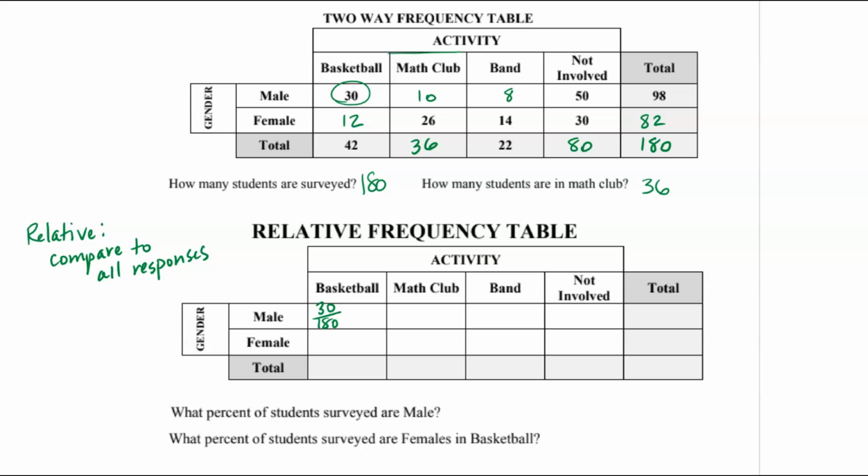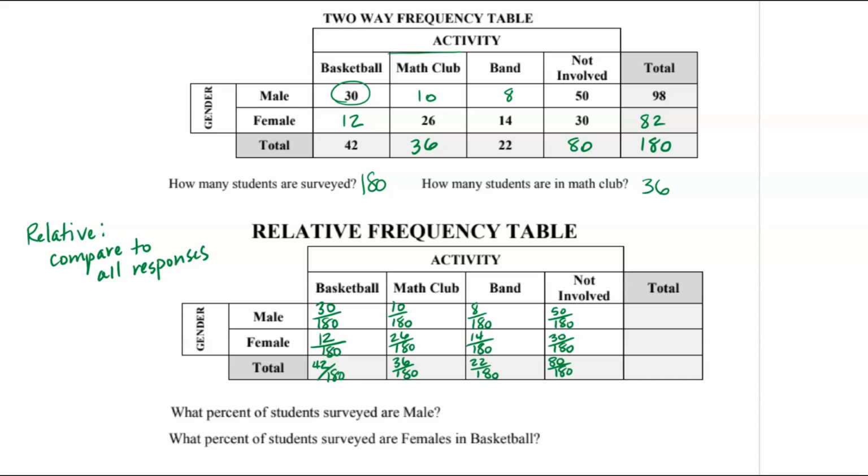If we compare the female basketball, there were 12 compared to the total of 180, and we get that fraction. Now if we add those two fractions, we're going to get 42 over 180. So we're using the fraction bar to compare those two numbers. Let's fill in the table with those fractions for the other activities.